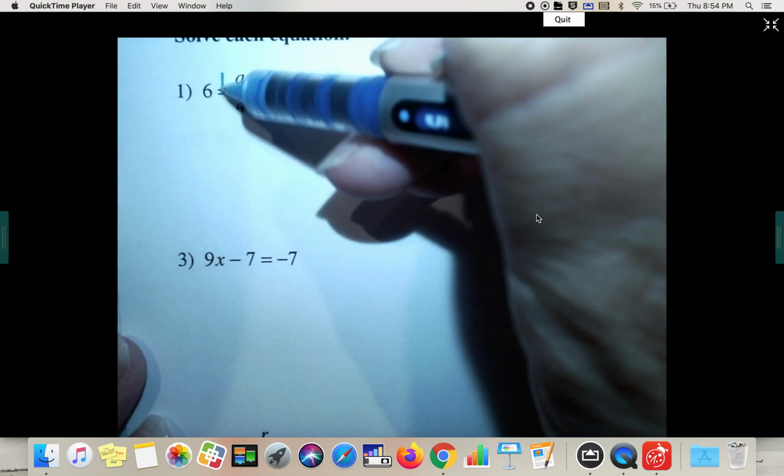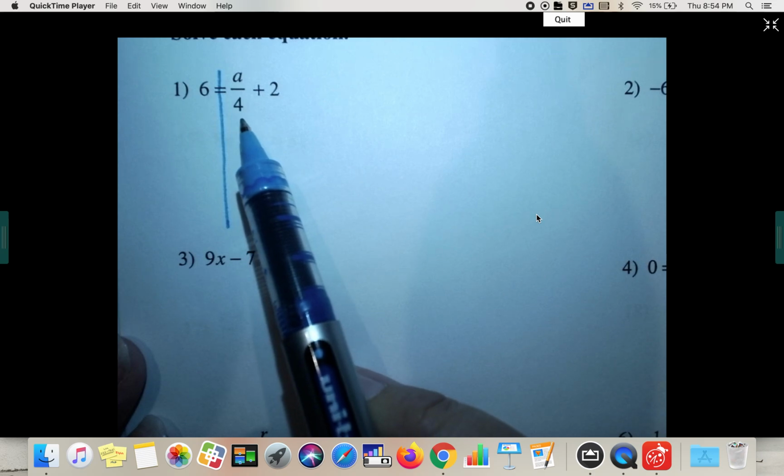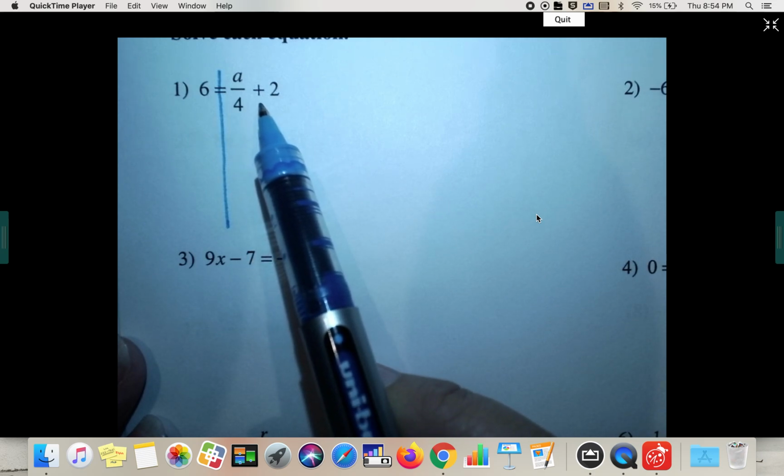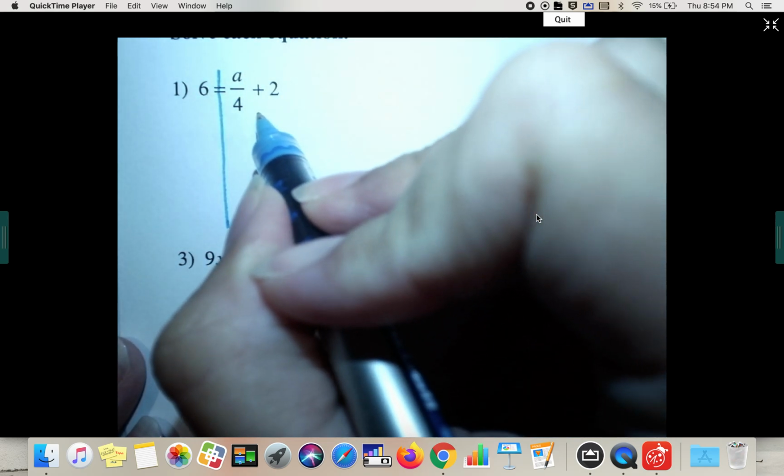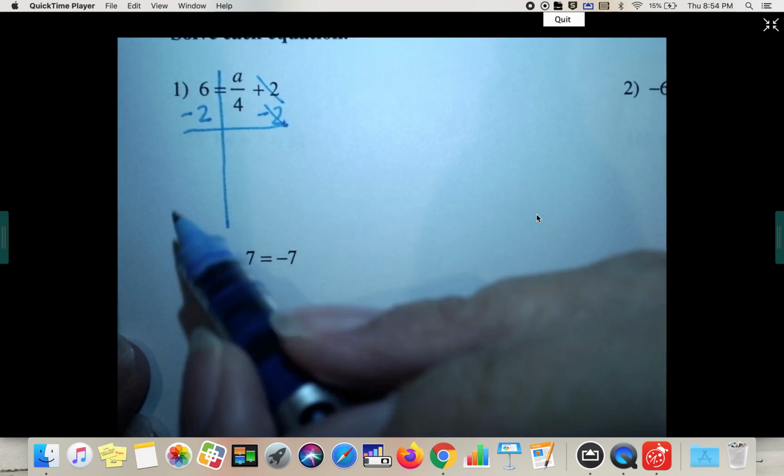So number one is 6 equals a divided by 4 plus 2. What I would do first is keep the a divided by 4 until the last step, and get rid of plus 2. Anytime you have an add or subtract, you need to do that first. You do the opposite to get it to cancel, and the opposite of adding 2 is subtract 2. So we're going to do that on both sides. Plus 2 minus 2 will cancel and go away. 6 minus 2 is 4.